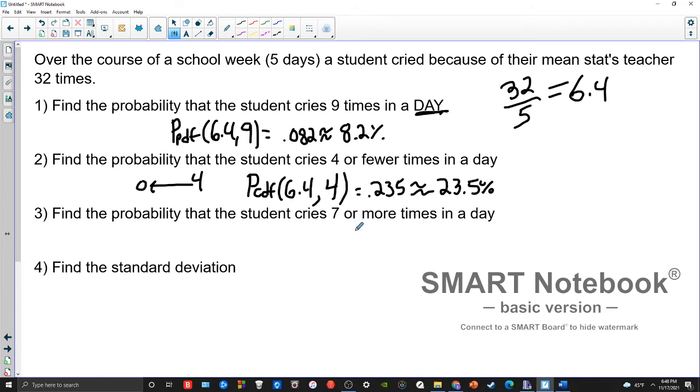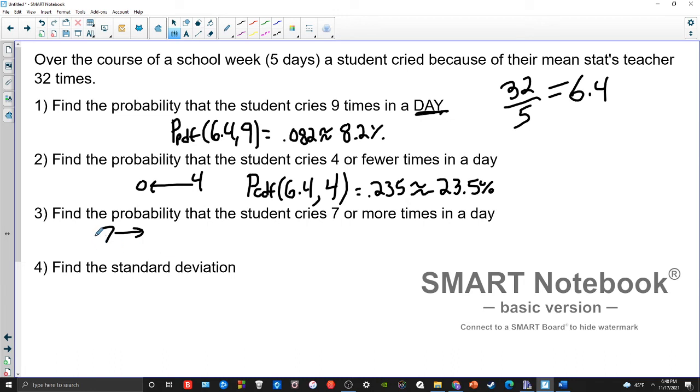Okay, well, here's that or more thing. Now, this says 7 or more, so I want to include 7 and everything above it. So I want 7 and above. Now, again, I don't really have an ending number here because Poisson is continuous. It goes on forever. So I could theoretically cry 10,000, or not me, but you guys can theoretically cry 10,000, 20,000, 10 million times a day. Some of you might. So I don't have an upper limit here, but I just want 7 and above.